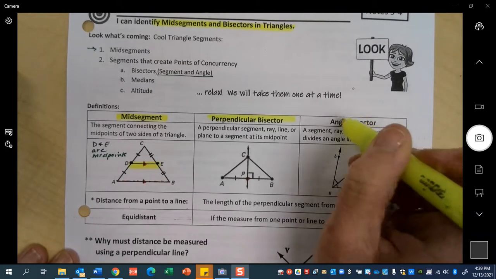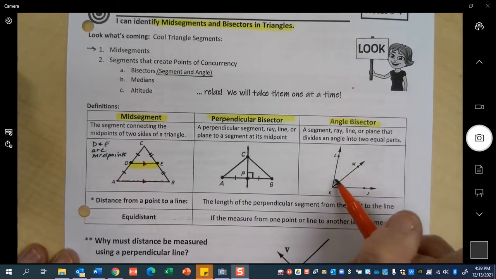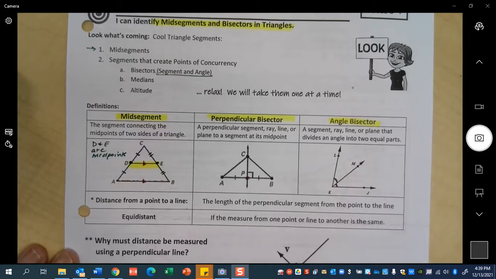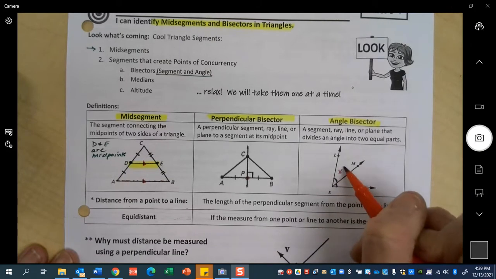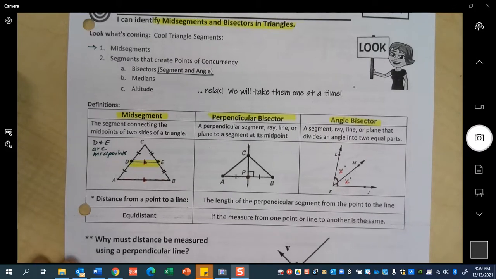All right, when we talk about an angle bisector, it's a segment, ray, line, or plane that divides an angle into two equal parts. So when we put these bands on, we separate them a little bit just so you can see that we're talking about these two different angles. So if I have X degrees and X degrees, then I know that those degree measures are the same and that angle is bisected.